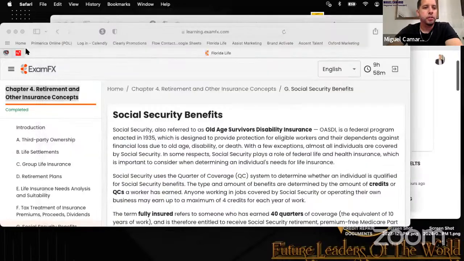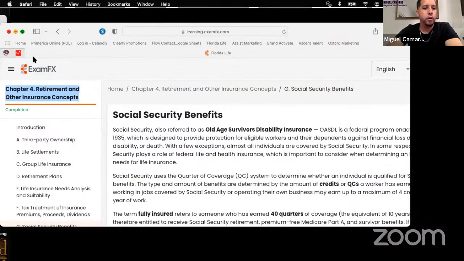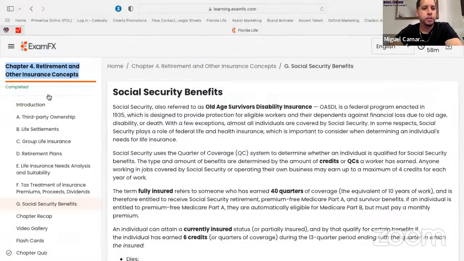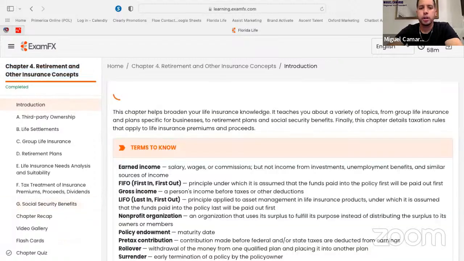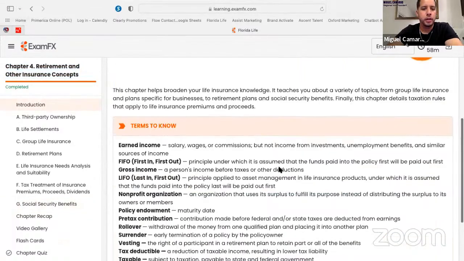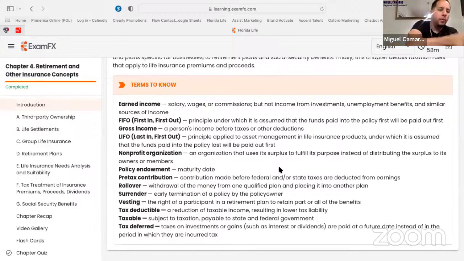All right, so let's go ahead and kick off chapter 4. A couple introduction phrases we're going to go over in chapter 4. I realized yesterday we didn't go through the terminology, but we will today. First one, earned income. Earned income is money that you earn through wages, salary, commissions. That's going to come into how you can fund your investment accounts.